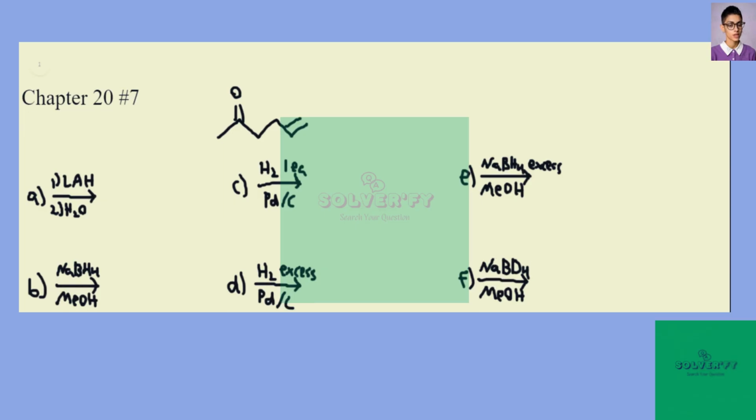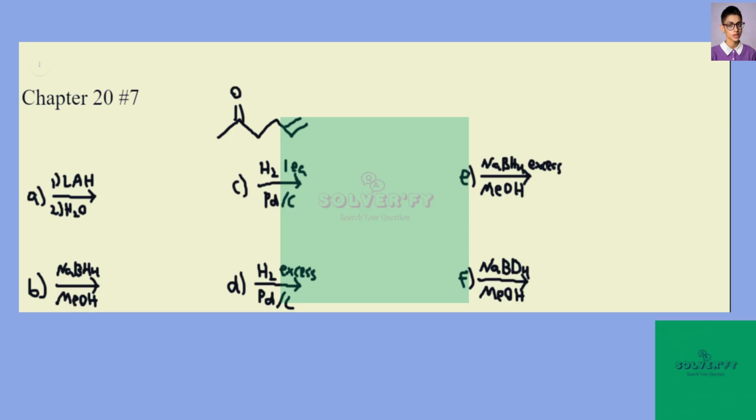This is the answer to Chapter 20, problem number 7 from the Smith Organic Chemistry textbook. In this problem, we're asked to draw the products formed when this molecule that I've drawn at the top of the screen here is treated with each reagent. And we're given 6 sets of reagents.